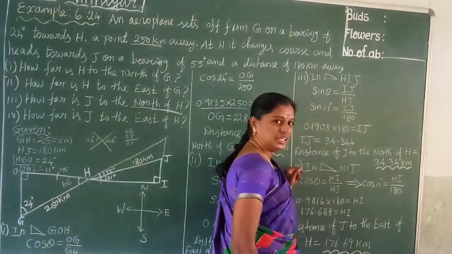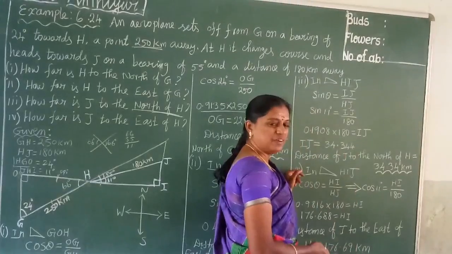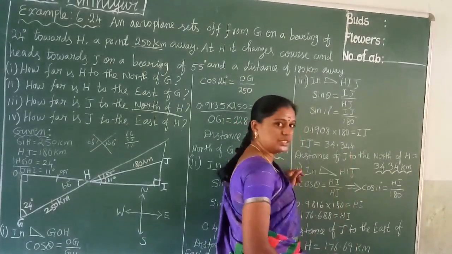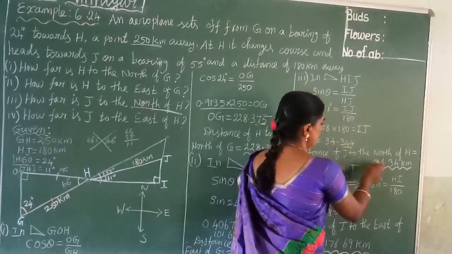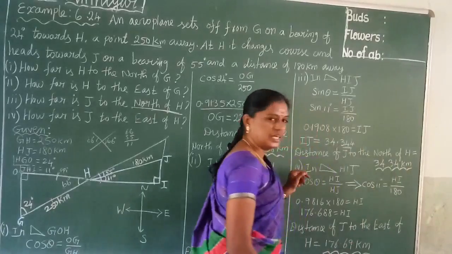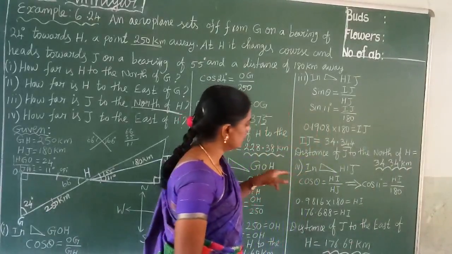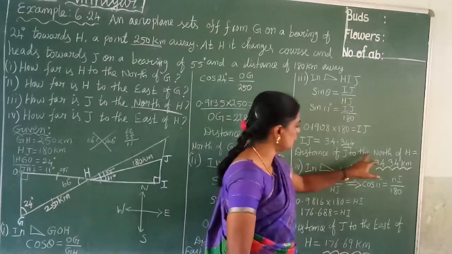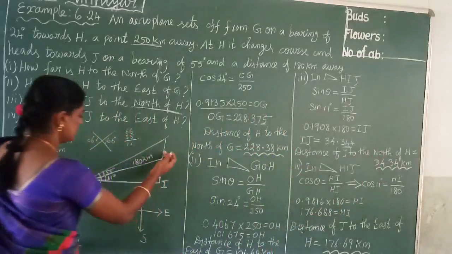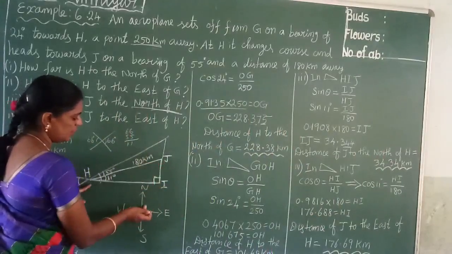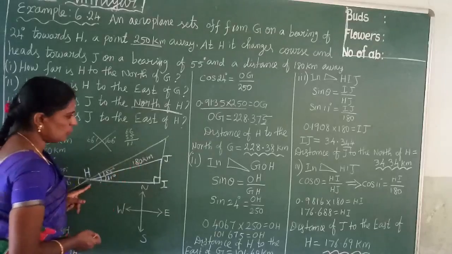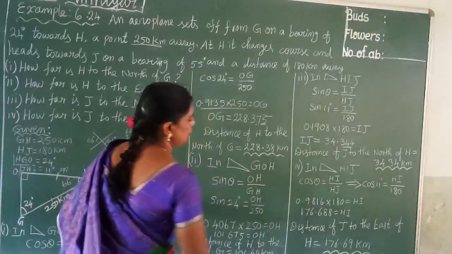So these two multiply means 34.344. So same here, 3 digits given. You convert into 2 digits. This is below 5, so write as it is. So what is the answer? 34.34 kilometer. Clear? So that is the distance of J to the north of H. That is the north direction, no? So J to north of H is 34.34.